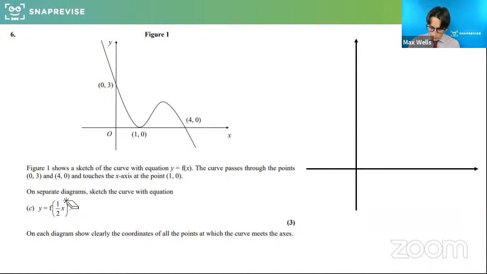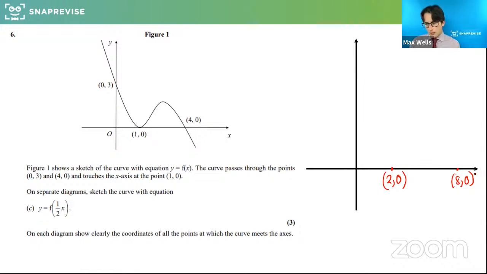Brilliant. So all of those x points that was at 1, 0 will now be at 2, 0. Well done. And the one that's at 4, 0 will be at 8, 0, as some of you, I think, have suggested. So it doubles the x values. Well done. So it's a stretch by 2 in the x direction, absolutely.